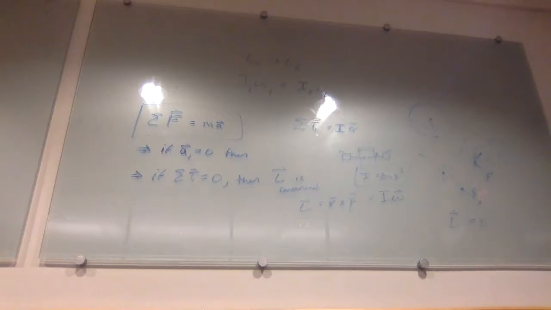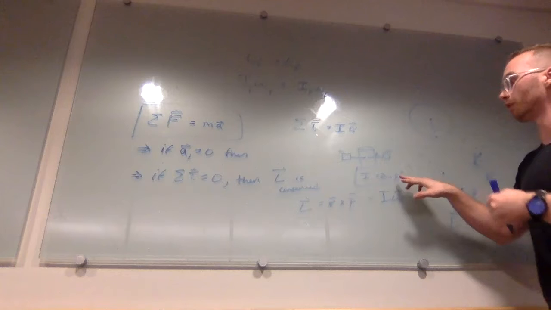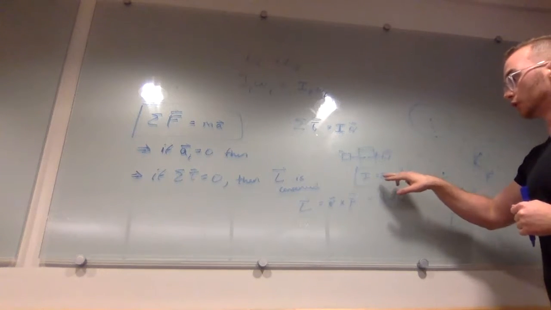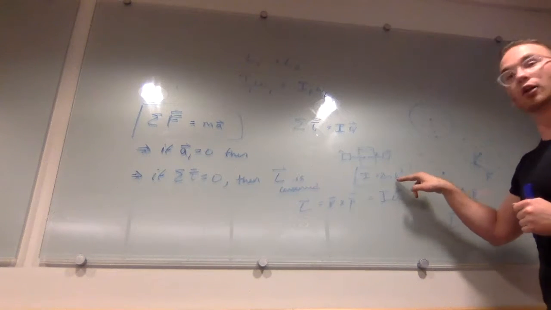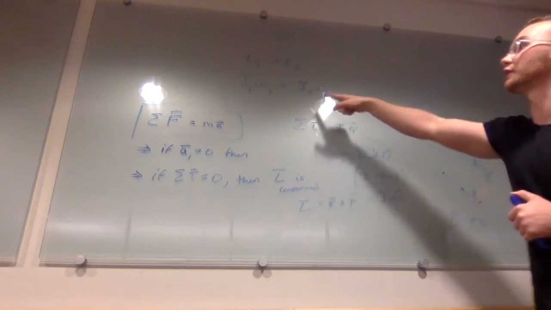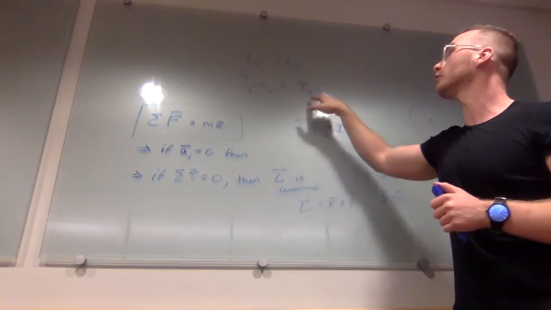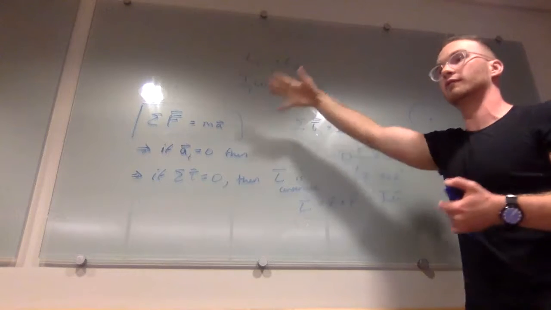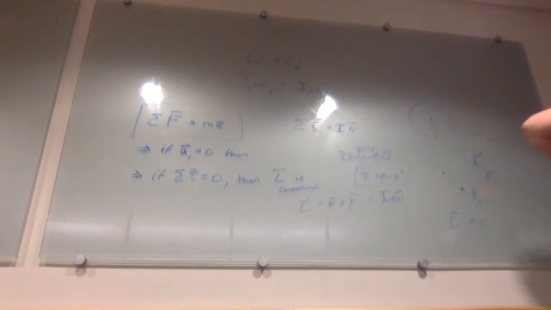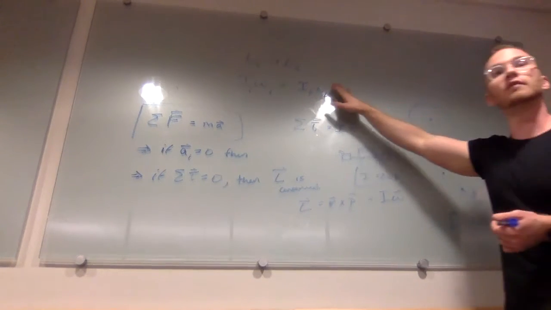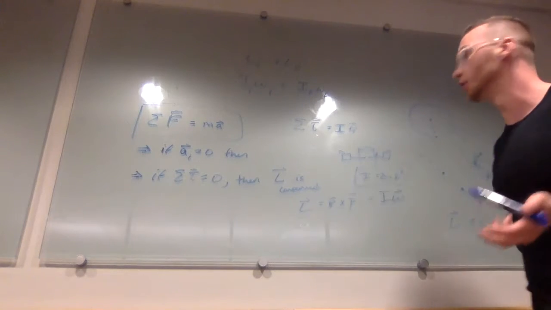When you pull your arms in to L over 2, you get a new I that has L over 2 here. That's less, so you'll get a smaller I. So your I goes down, therefore your omega must go up, because the product has to be constant. So this would give you that you go faster, which we know, of course, is true.